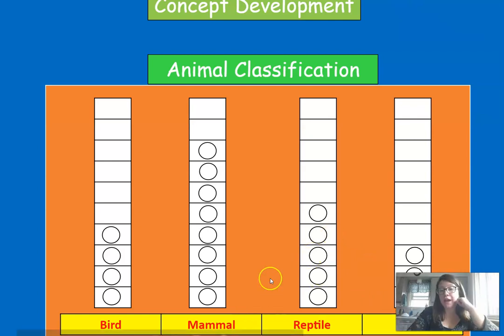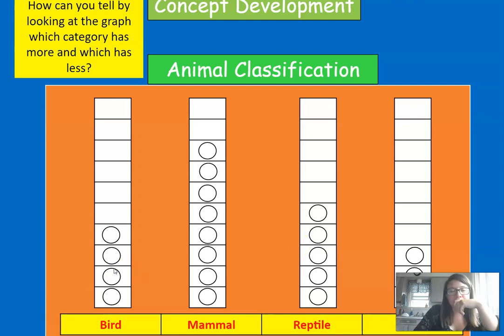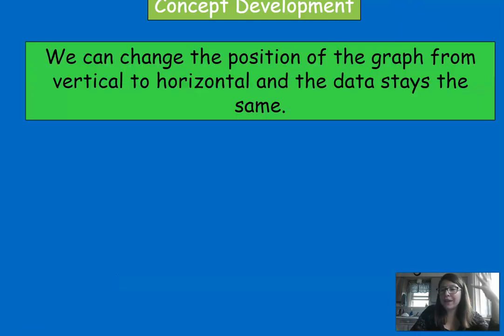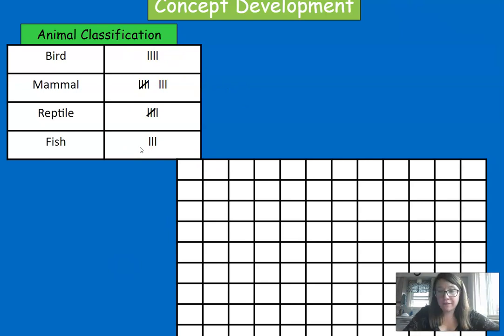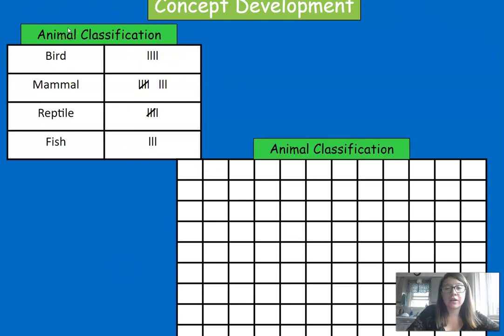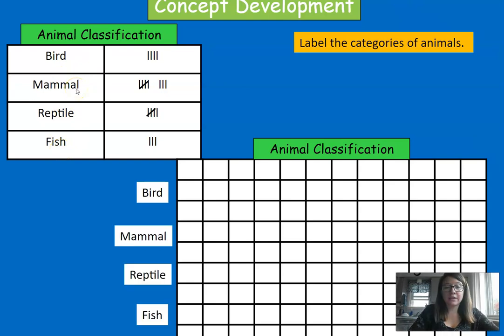So from this graph, you can see how many mammals, how many reptiles, how many fish, how many birds I have. Now, let's turn this graph on its side. And it's going to give us the same information. So, I have our tallies up top, and we're going to create it. Every graph needs a title. So the title of this graph is Animal Classification. So we're going to put that right on the top right away. Now, on our side, we're going to label all of the different categories, the different animals. Okay, so we have birds, mammals, reptiles, and fish. Every graph needs a title, and it needs those categories on the side.